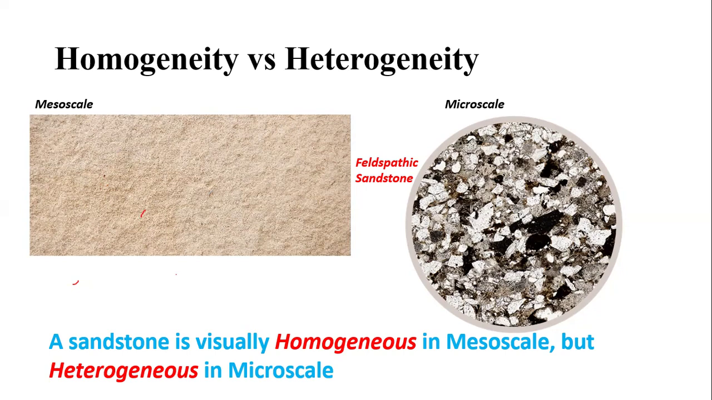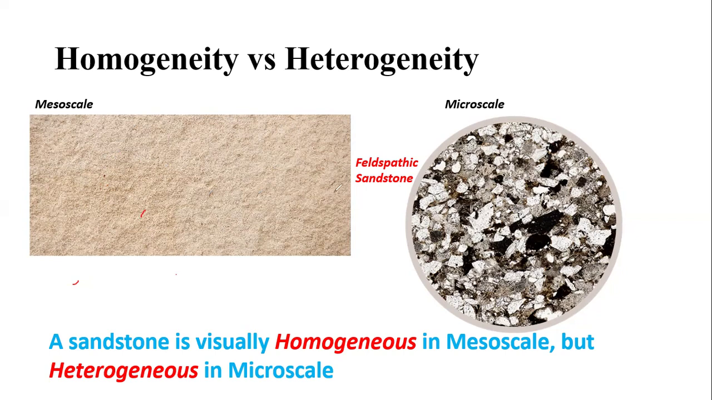But now let's look at the macro scale. Now we are zooming into it. Then we see that no, man, this thing is heterogeneous. We see different minerals with different compositions, different textures, and different optical properties.